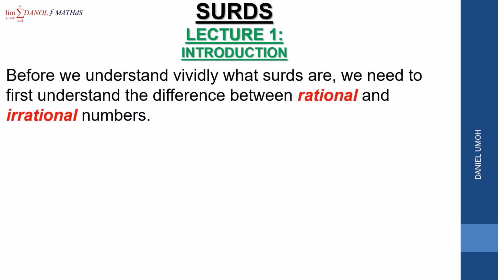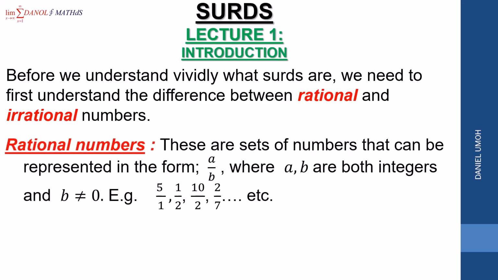Before we can understand vividly the concept of surds, we need to first understand the difference between rational numbers and irrational numbers. Now, what are rational numbers? These are a set of numbers that can be represented in the form a over b, where a and b are both integers and b is not equal to 0, meaning that rational numbers can often be represented in fractional form. Examples of rational numbers are 5 over 1, 1 over 2, 10 over 2, 2 over 7, and so on.